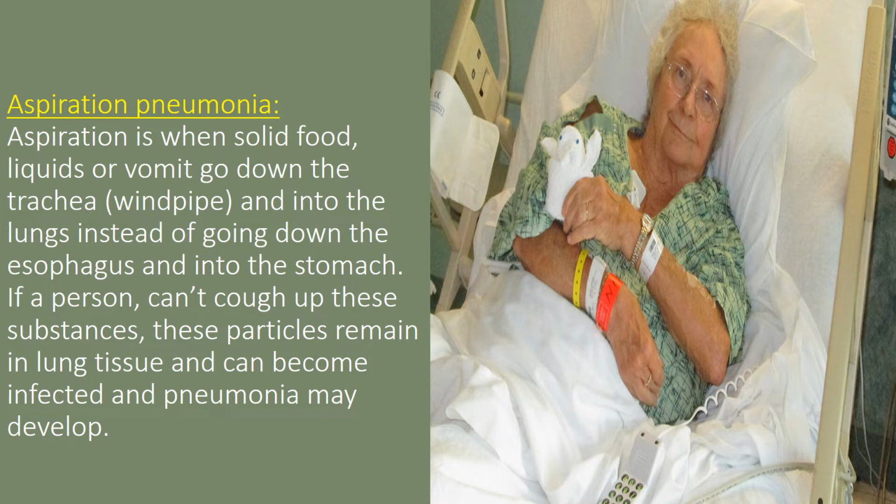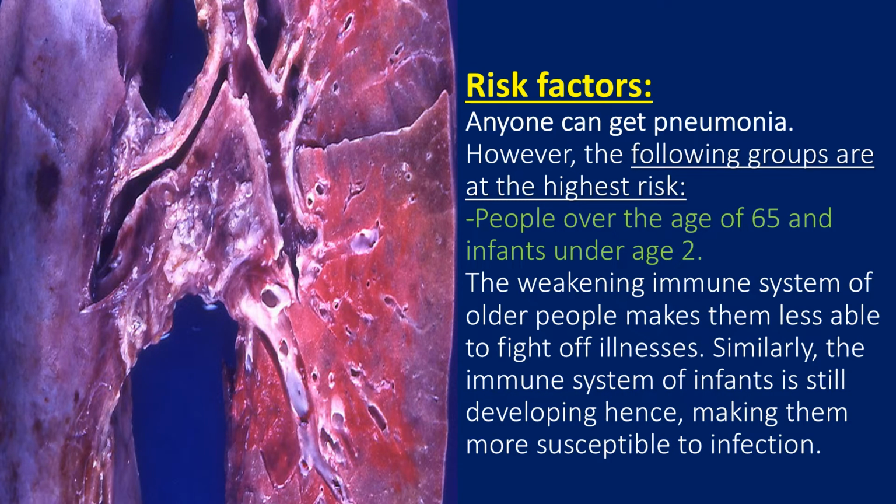Aspiration pneumonia. Aspiration is when solid food, liquids, or vomit go down the trachea and into the lungs instead of going down the esophagus and into the stomach. If a person can't cough up these substances, these particles remain in lung tissue and can become infected and pneumonia may develop.